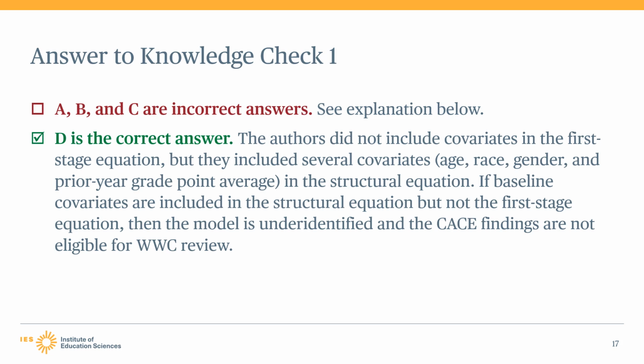In this example, the CACE estimate was estimated using an endogenous independent variable that was a binary indicator for taking up any portion of the intervention, and the structural equation included exactly one endogenous independent variable that was a binary indicator for participation. And the CACE was estimated using a two-stage least squares regression approach. Nonetheless, this finding would not be eligible for WWC review because the covariates used in the first stage and structural equations were not identical.